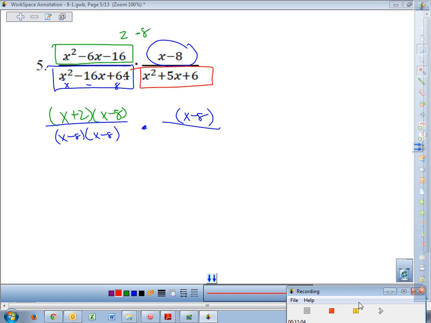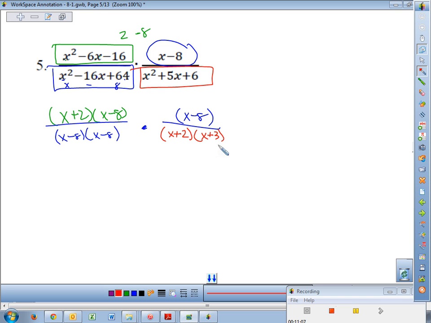Be careful with it, right? A lot of people put x plus 1 and x plus 6. That's not what it factors to, because even though those numbers multiply together to be 6, they add together to be 7, right? I want them to multiply together to be 6 and add together to be 5. So what do I got? X plus 2 times x plus.